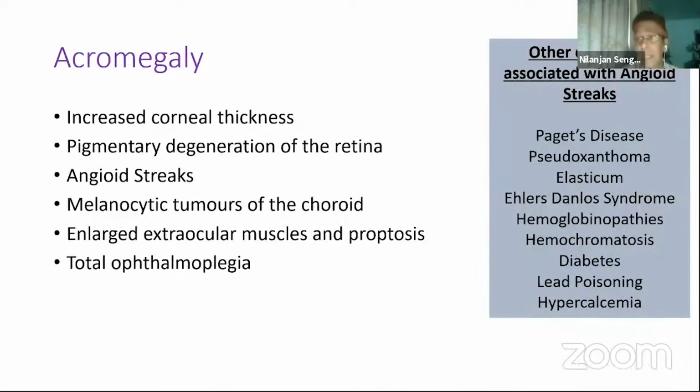Apart from that, acromegaly itself can cause visual impairment by increasing the corneal thickness and by causing pigmentary retinal degeneration. There may be angioid streaks. Again, there was a beautiful question on angioid streaks. Angioid streaks can occur in Paget's disease, pseudoxanthoma elasticum, Ehlers-Danlos syndrome, diabetes, lead poisoning, hypercalcemia, and also acromegaly. There may rarely be melanocytic tumors of the choroid.